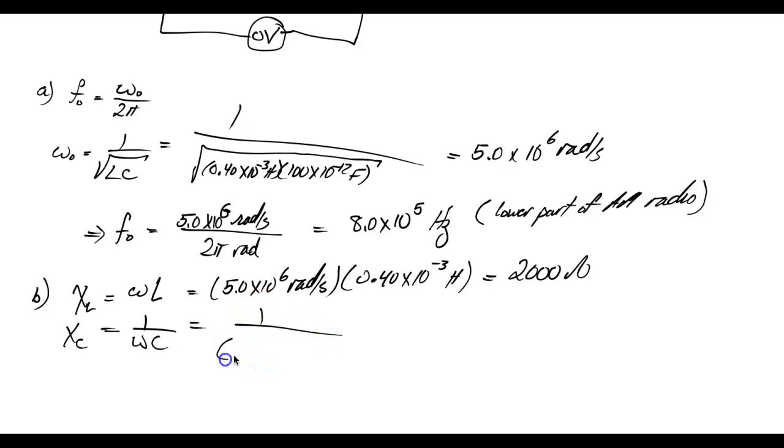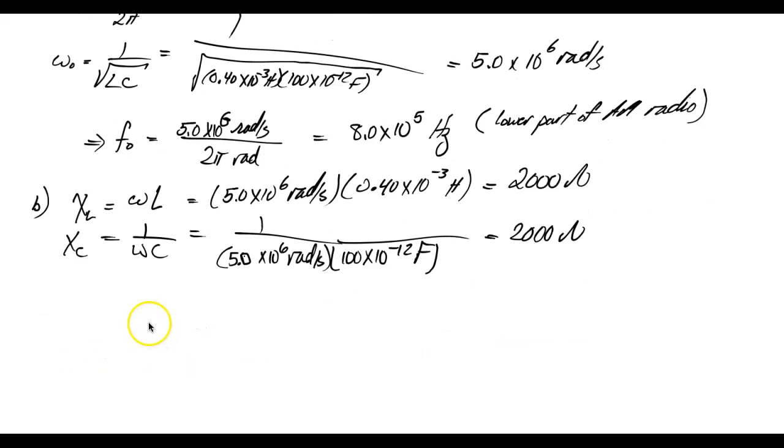X sub C, if you remember, was 1 over omega C, which is 1 over omega, again, 5.0 times 10 to the 6 radians per second. C in this case is 100 picofarads. Do this, and you also get about 2,000 ohms. That means automatically that Z is equal to R, which is 500, right? Because X_L minus X_C is going to cancel out in this case, right?